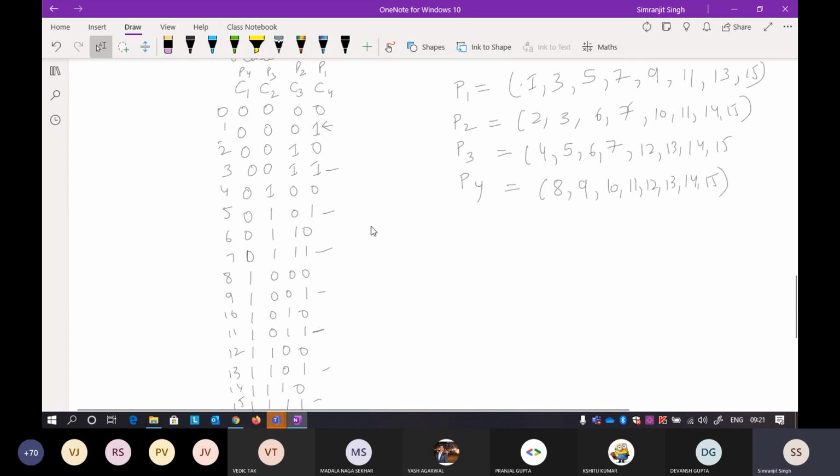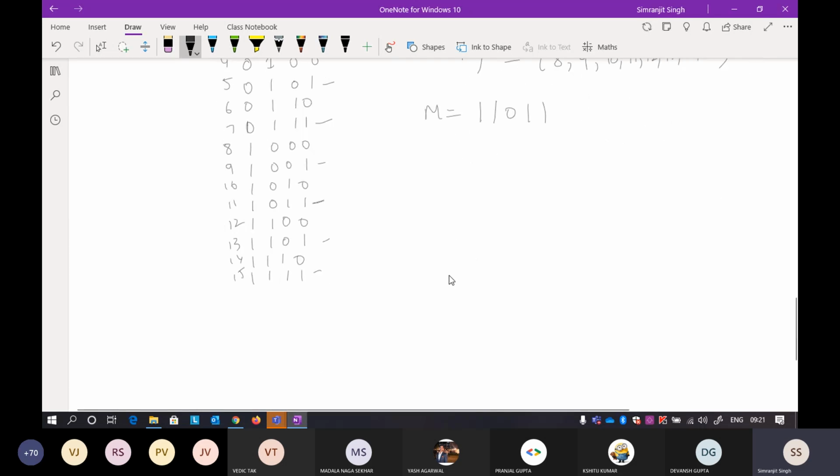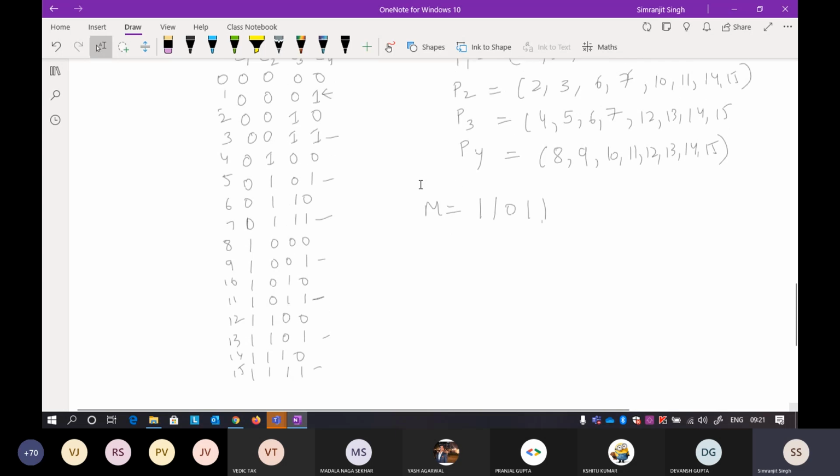Okay, so now suppose the message given is a 5-bit message, 1 1, suppose any message. I'm taking this one as the 5-bit message. Now in this message, I'll again divide this particular message.